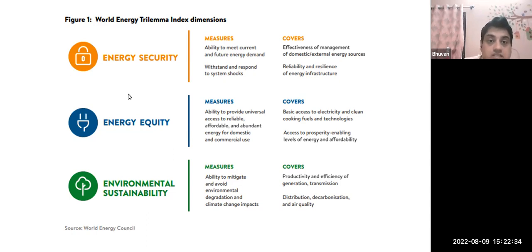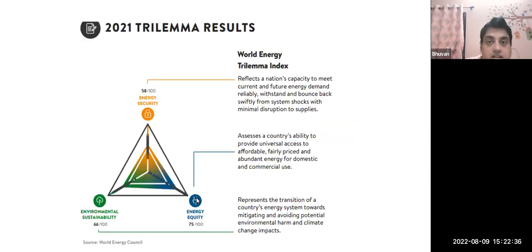So in the next diagram, we can see how this trilemma is resulting. You can see that there's a triangle. At one point we have energy security, at another point environmental sustainability, and next we have energy equity. So basically we have to balance the three of them to ensure sustainability in the energy sector.